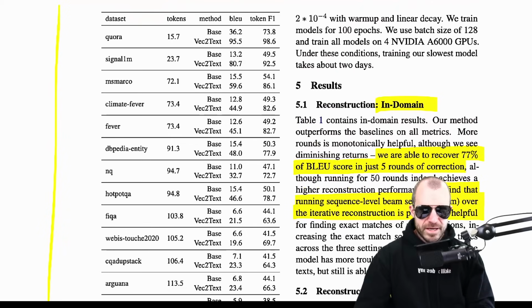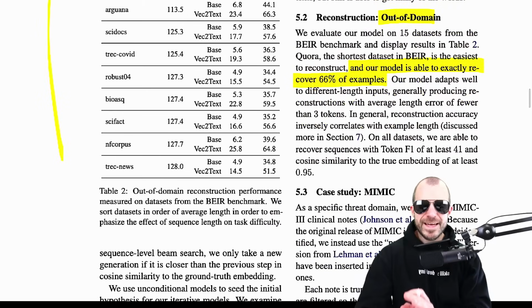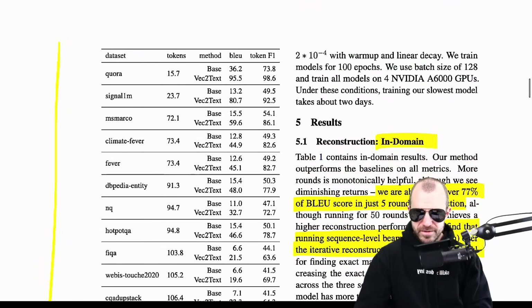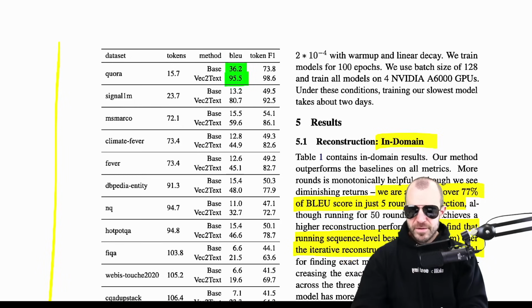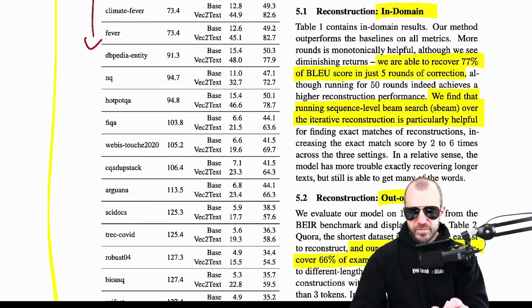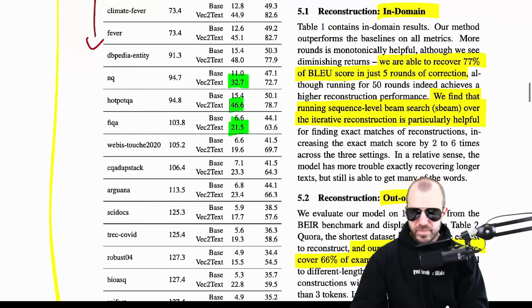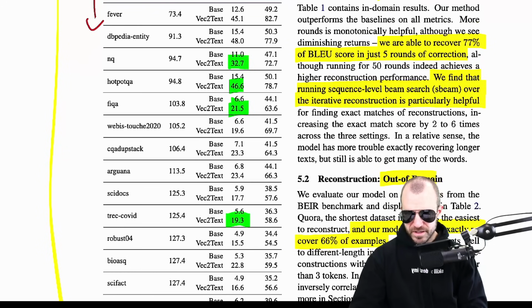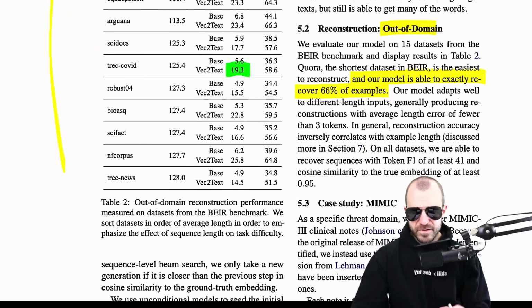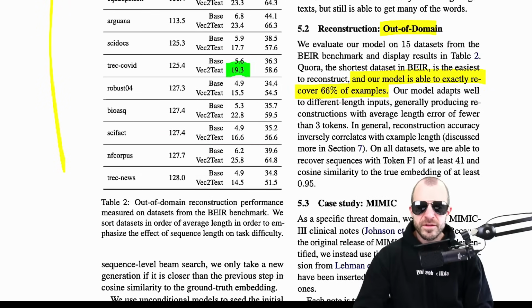So the previous table, they have trained on these models, on these data sets, as far as I'm aware, on the training sets. This here is out of distribution, so things they haven't trained on. And you can see the performance is still very, very good. Where the base model achieves 36 BLEU, vec2text achieves 95 BLEU, and so on. But as we go down here and the sequences get longer and longer, you can see the performance degrading, not monotonically, but kind of degrading as the sequences get longer, which is fine.